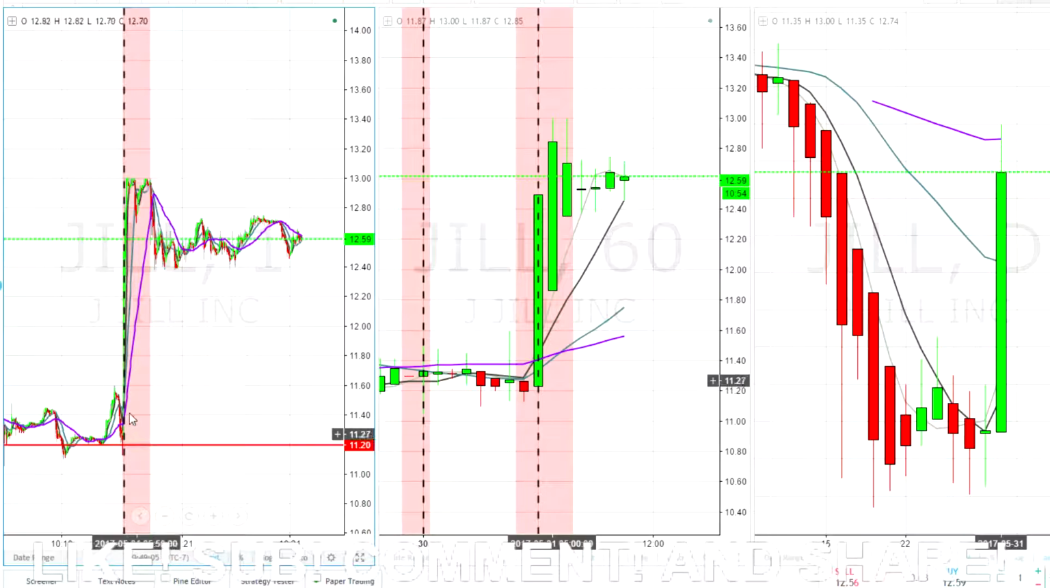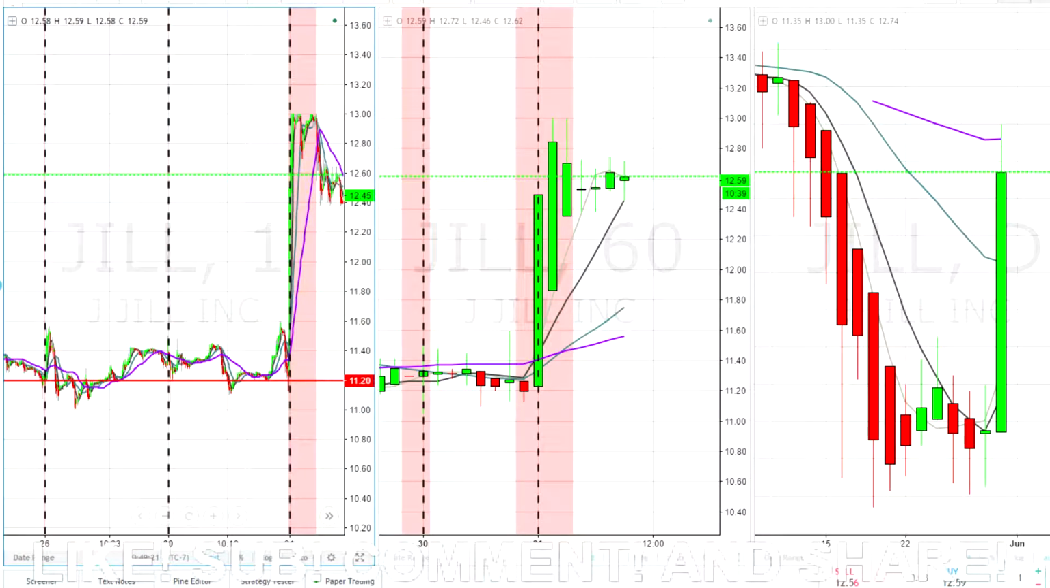If you just traded this breakout right there, here's your test. So you have the breakout, and now we're waiting for the initial test. There it is, and it starts to break out.